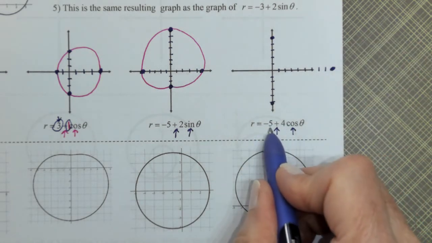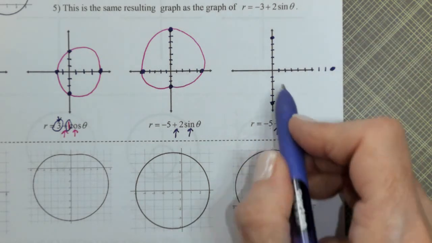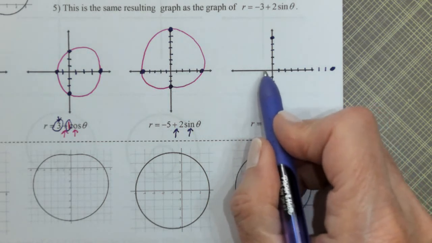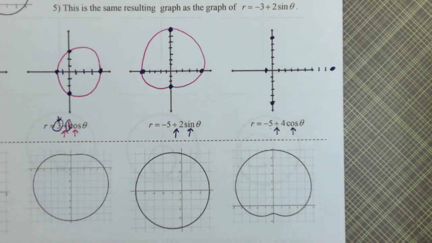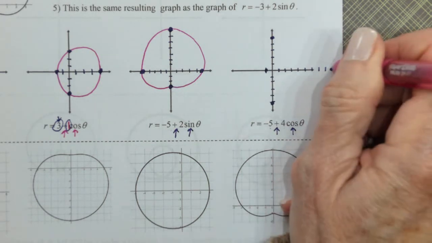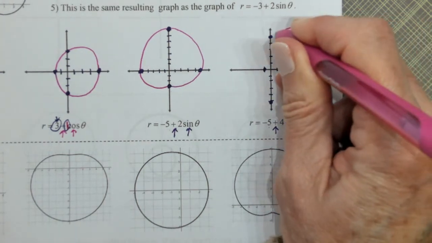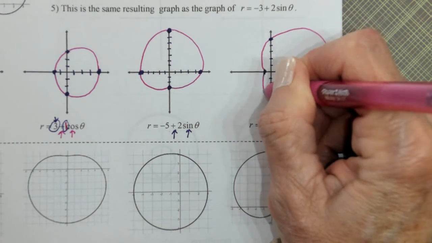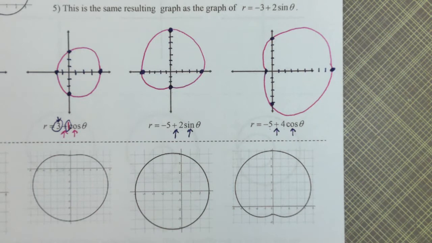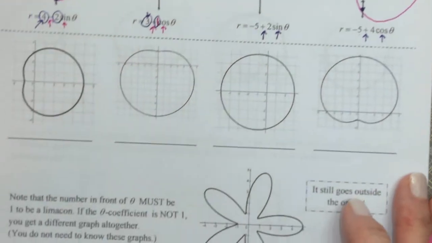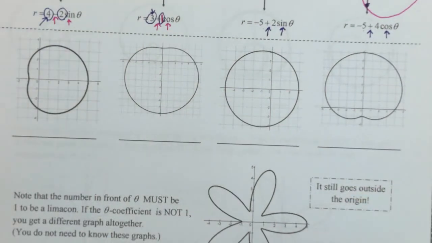And 5 is larger than 4, so we're bumped out on the other side of the origin 1 unit. 5 minus 4 is 1. And then we're going to draw our curve like so. Okay? Alright.